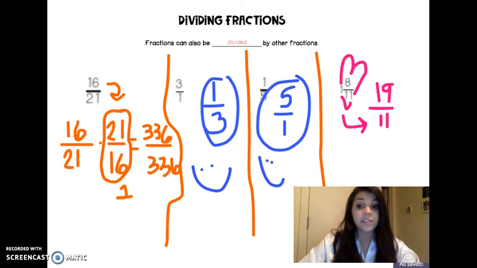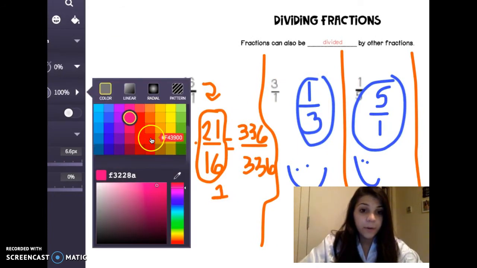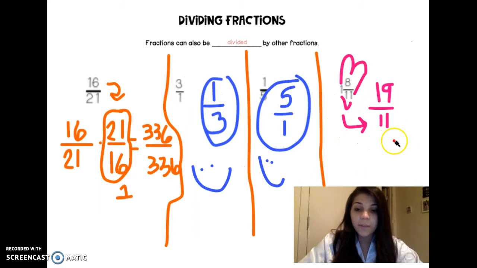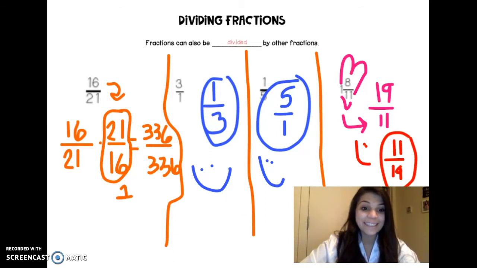So now when it asks for the reciprocal of this fraction, you've got to go in and make it into your reciprocal. So we're going to go ahead and do that. We're going to choose the red pen. And we know that the reciprocal of 19 over 11 is 11 over 19. And that would be your reciprocal. So if you got that first try, give yourself a big fat smiley face because you're doing awesome. Go ahead and we're going to practice these, actually dividing fractions by fractions.